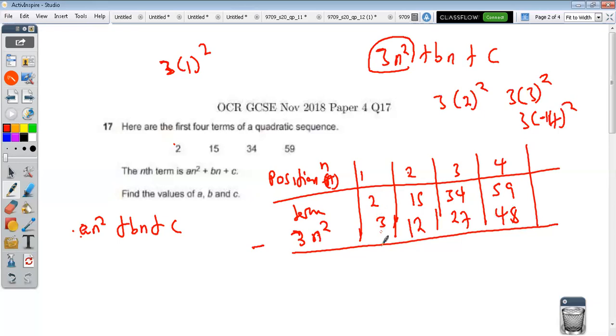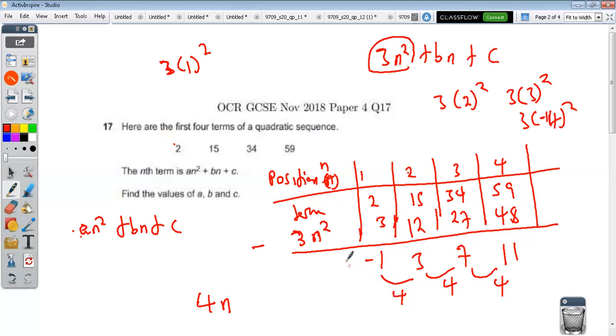So what's this? Negative 1. Subtract there, what do you get? 3. Subtract this, 7. Subtract there, 11. Now what is the difference here if you add 4? 4. So it's 4n, because what we're doing is arithmetic.